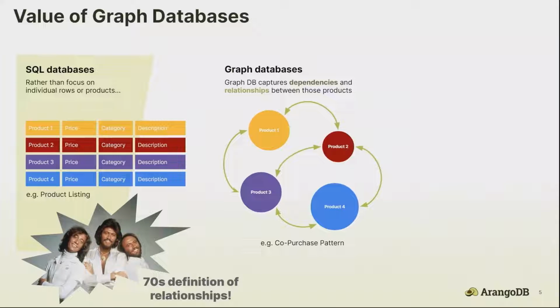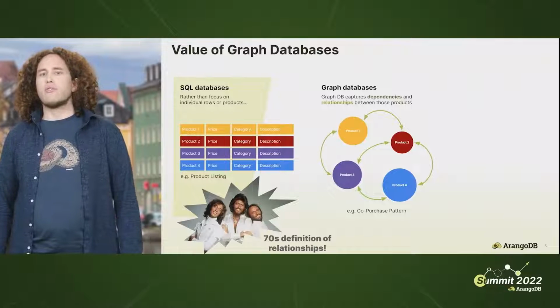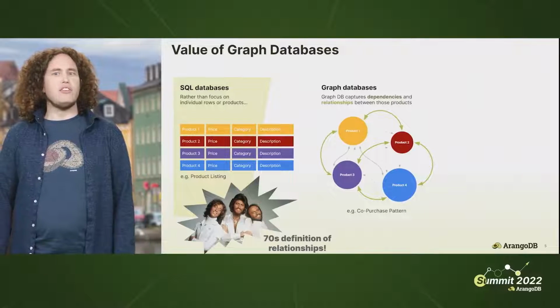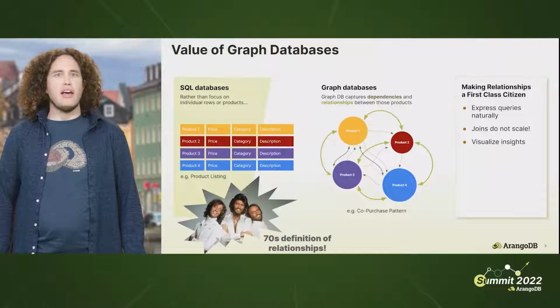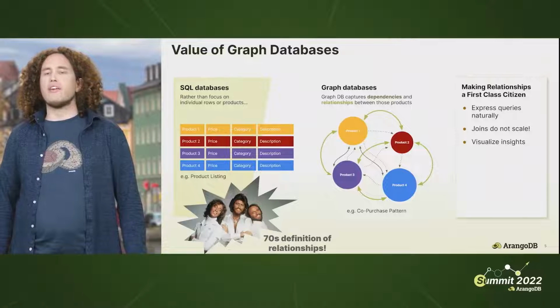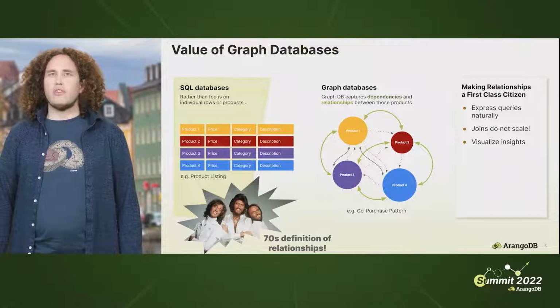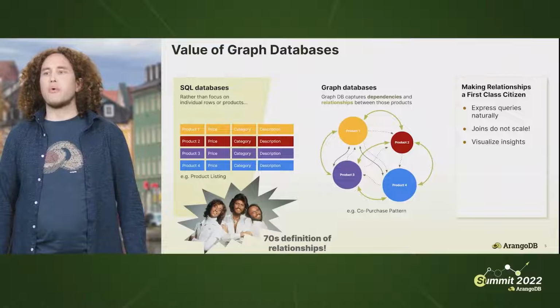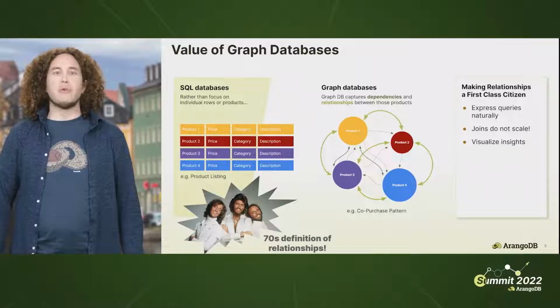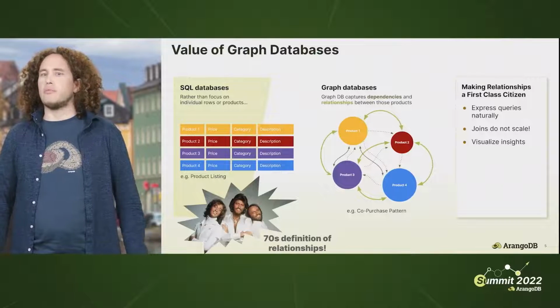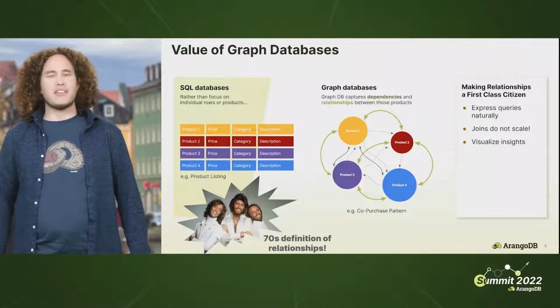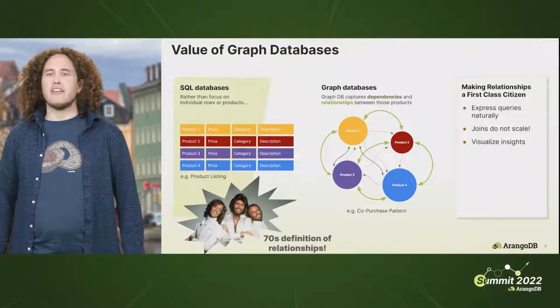So for example, if we don't want to look at an individual product, but look at which products were bought together, so the co-purchasing pattern. This is where graph databases make your life so much easier because they are turning those relationships into first-class citizens of the database. And that is enabling a lot of other things in turn. So for example, just expressing your queries much more naturally compared to SQL. If you have ever written some recursive joins in SQL, you probably know what I'm talking about, but writing that as a graph traversal becomes much, much easier.